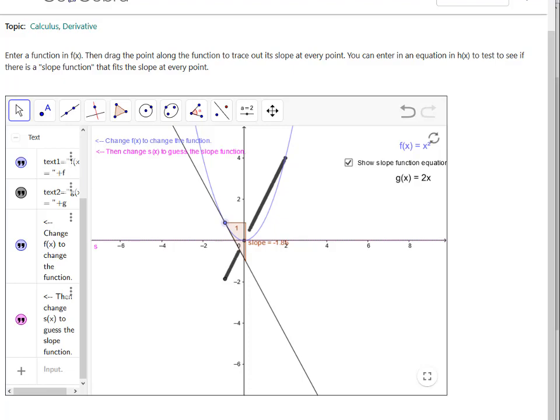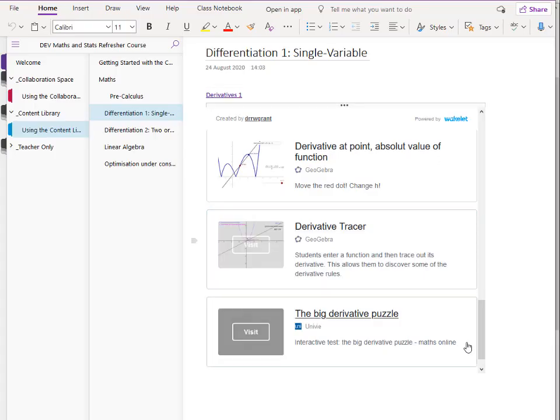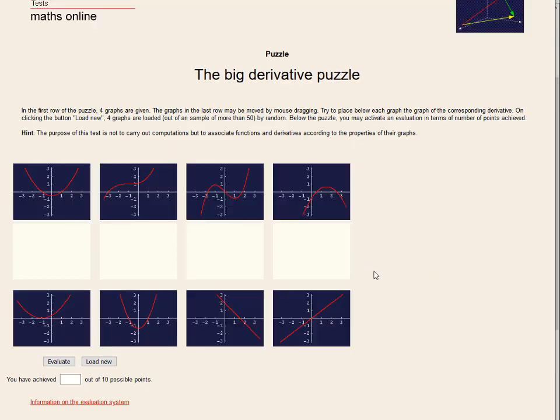Which brings us on to the best part, the most entertaining part of today's lecture, this wonderful thing called the derivative puzzle, which I strongly encourage you all to have a go at until you can do it perfectly. The idea is that we have some functions along the top, and at the bottom are some candidate functions. These are the derivatives of these functions here, but not necessarily in the right order.